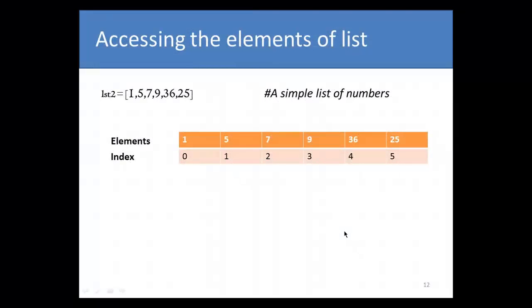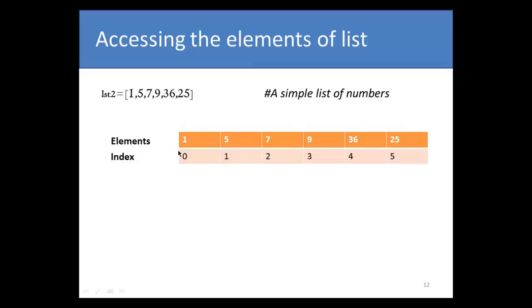Now let's discuss how to access the elements of a list. We created a list lst2 and it has 6 elements in it, starting from 1, then 5, then 7, then 9, 36, 25. Here are the elements arranged in a tabular form with their indexes.